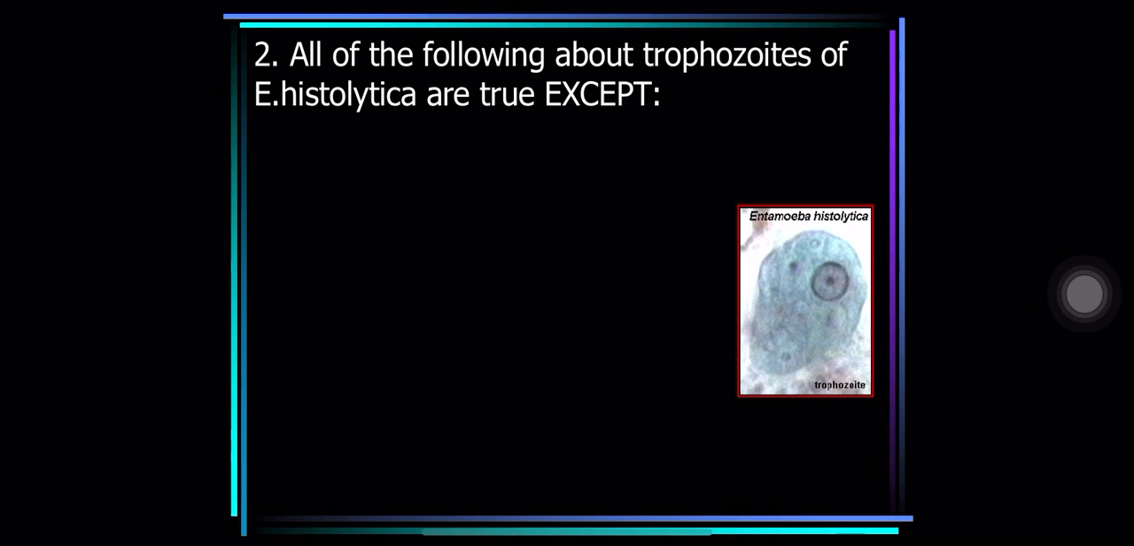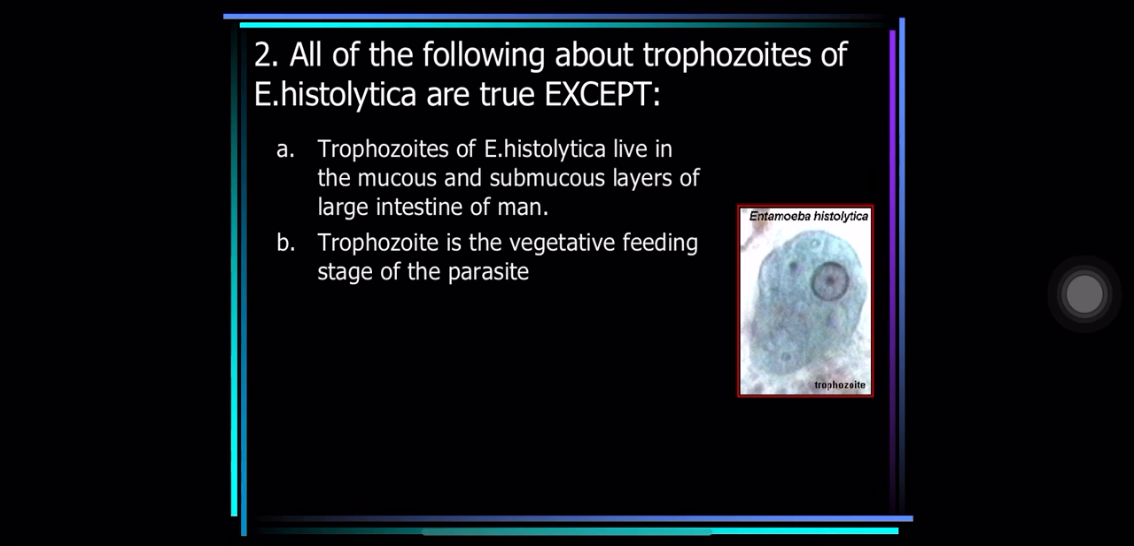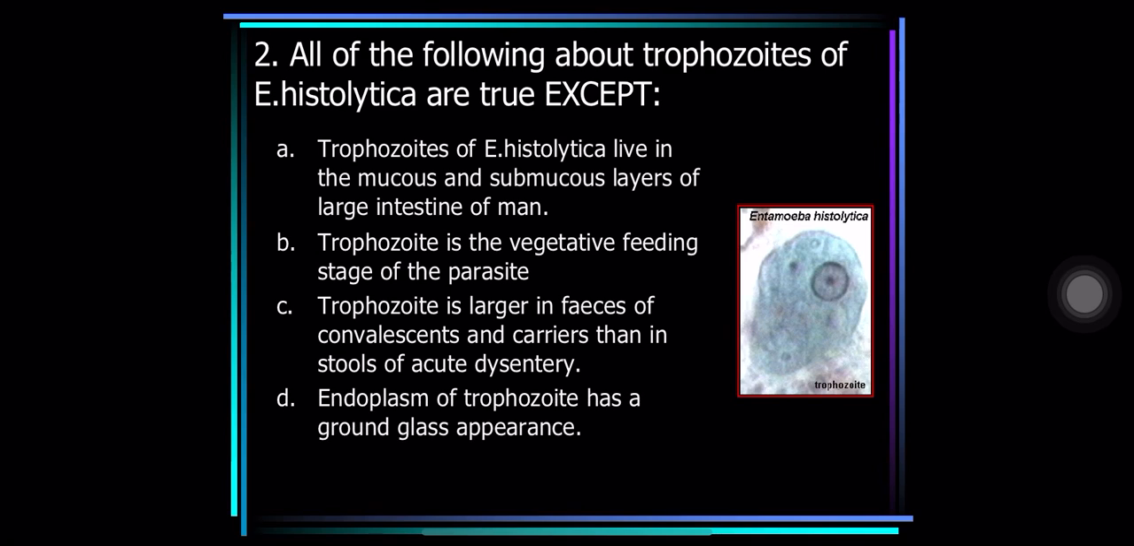Question 2. All of the following about trophozoites of E. histolytica are true except A. Trophozoite of E. histolytica live in the mucosa and submucosa of large intestine. B. Trophozoite is the vegetative feeding stage. C. Trophozoite is larger in feces of convalescents and carriers than in stool of acute dysentery. And D. Endoplasm of trophozoite has a ground glass appearance.